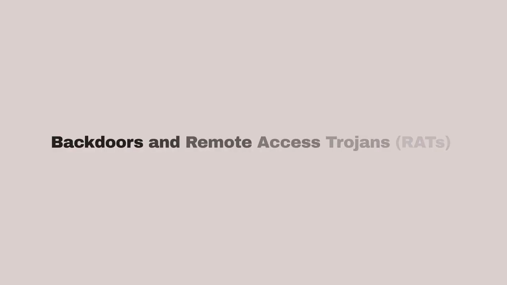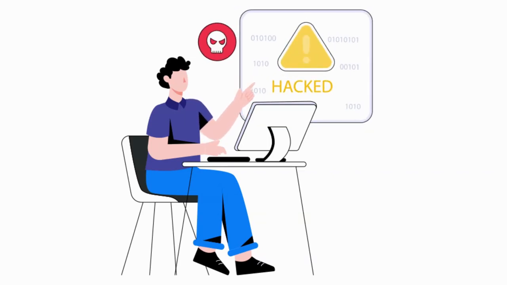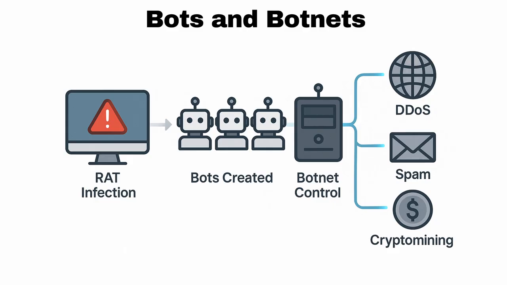Alright, let's talk about backdoors and RATs. Backdoors let attackers bypass normal logins to gain access. Remote access Trojans are malware versions of this. They act like legitimate remote control tools but operate secretly. Once a RAT infects a host, it can upload files, install malware, or create bots. These are remote devices that are not aware that they're being controlled. Multiple bots can form a botnet. They're used for DDoS attacks, spamming, or crypto mining.